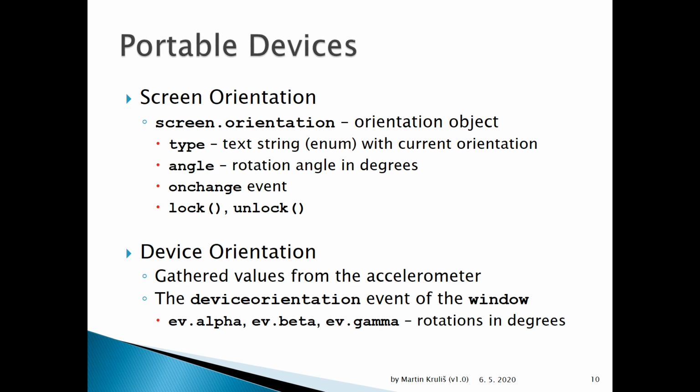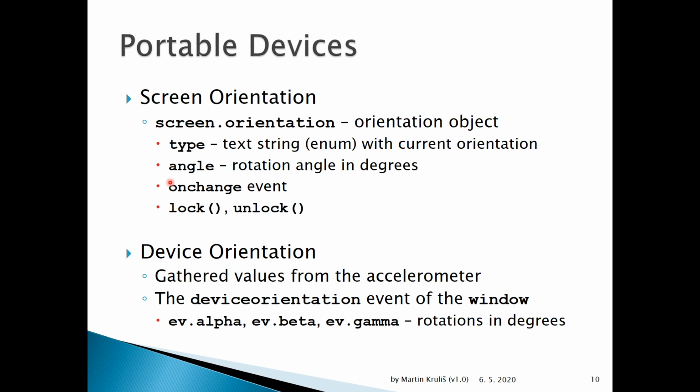First of all, there is this API regarding the screen orientation. So this will tell us whether the screen is oriented as a landscape or portrait. Sometimes you can get more detailed information. For instance, some devices may choose to give you also a rotation angle in degrees, so you might have slightly more detailed information.